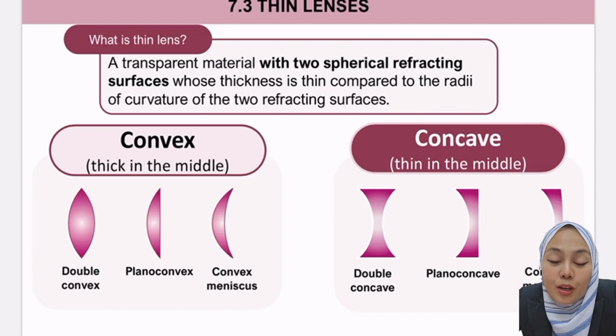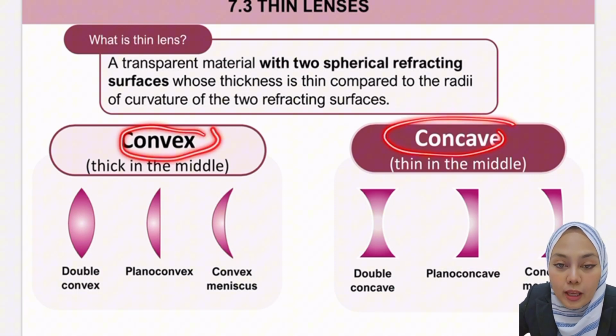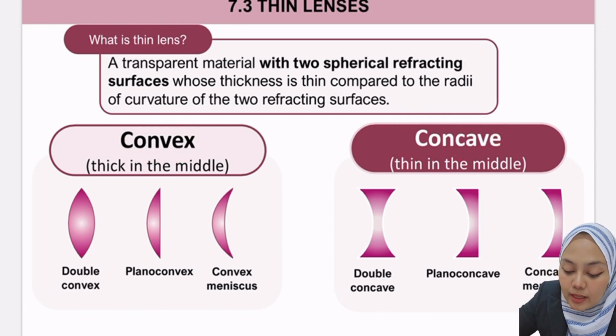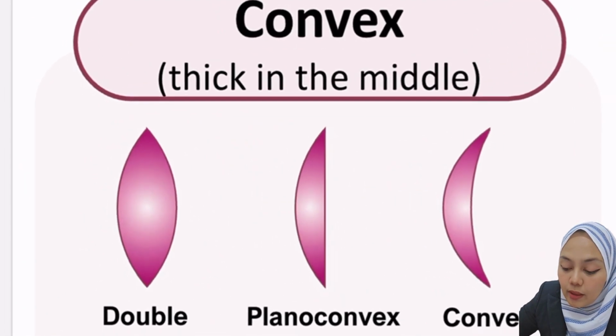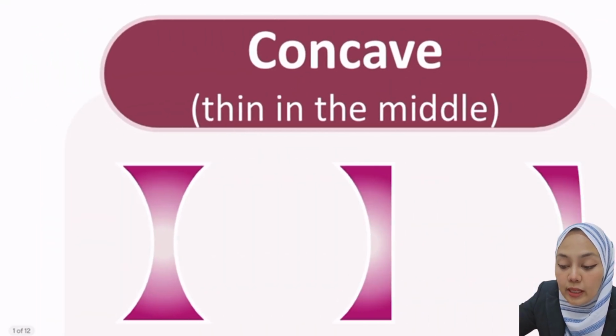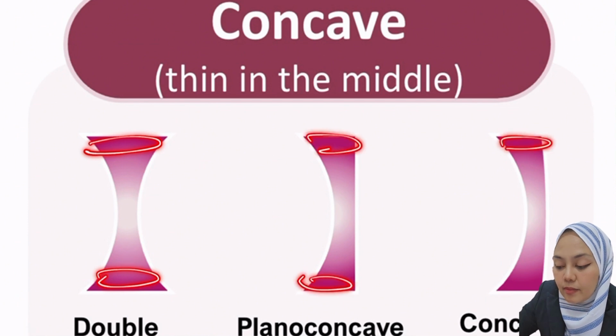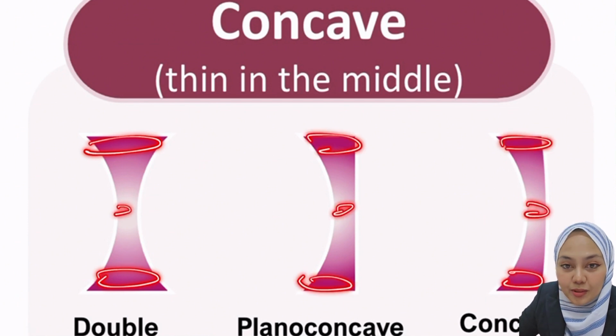Hi everyone, in this video we're going to discuss 7.3, which is thin lenses. There are two types of thin lenses, which are convex and concave. A convex lens is normally thick in the middle. If you look at this one, we have a very thick middle and very thin sides. But for a concave lens, we have very thick sides and a very thin middle.